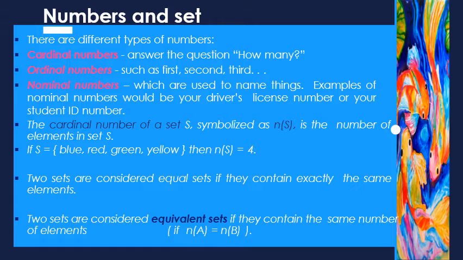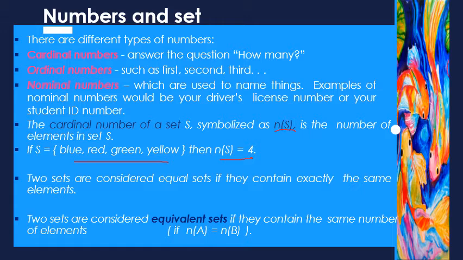The cardinal number of a set S, symbolized as this one, is the number of elements in set S. If S has the elements blue, red, green, and yellow, then your cardinal number n(S) is equal to 4. So the cardinal number is represented by n, followed by parentheses with the name representing a set.